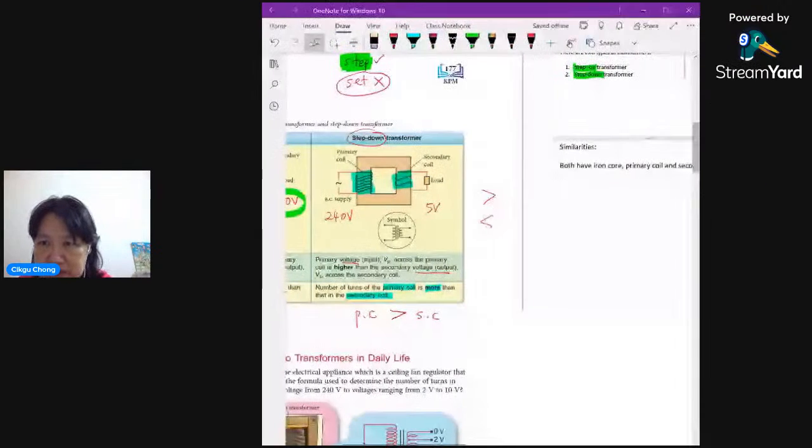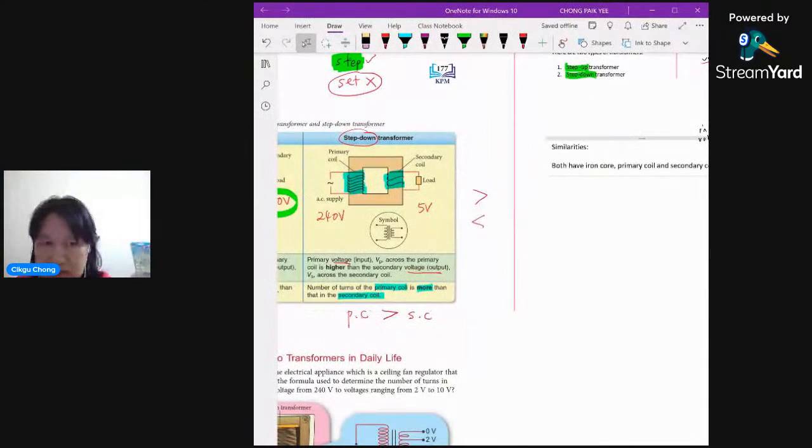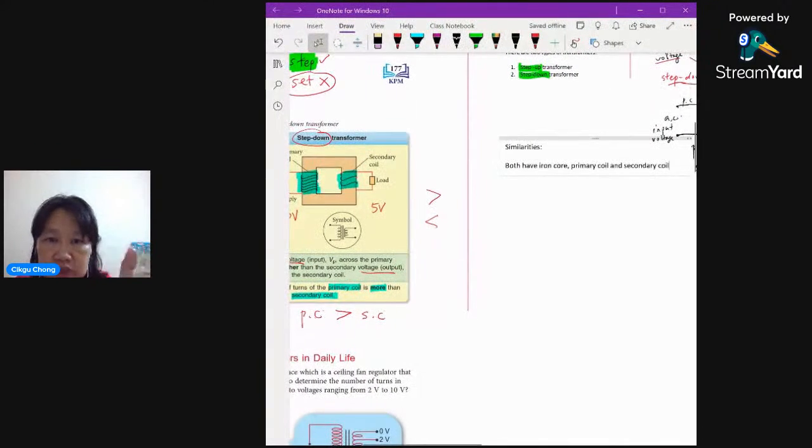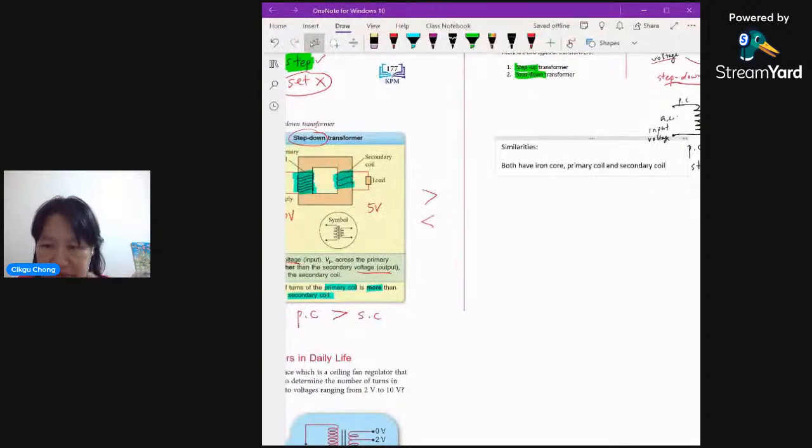Let me check answers. Have voltage. Voltage is because of the current, not so important as a similarity. So talk about the structure, what they have. Iron core, yes, missing iron core. Yes, increase and decrease the voltage. Both have iron core, yes, both have the laminated soft core.